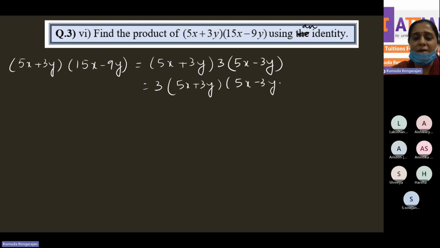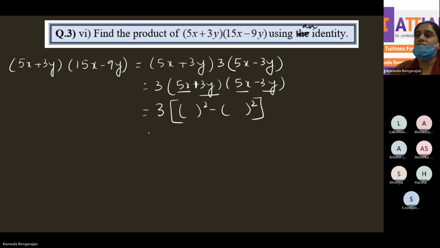So this is like a plus b into a minus b, because 5x, 5x, 3y, 3y, plus, minus. It looks like a plus b into a minus b. So the answer is a square minus b square, where a is 5x and b is 3y. This 3 stays as it is: 3 into a square minus b square.